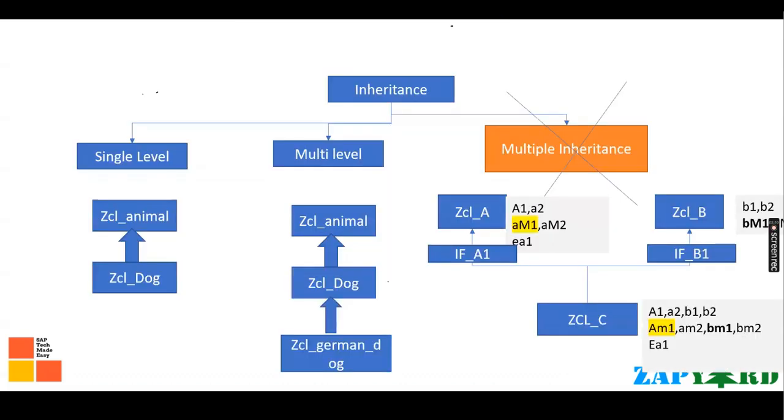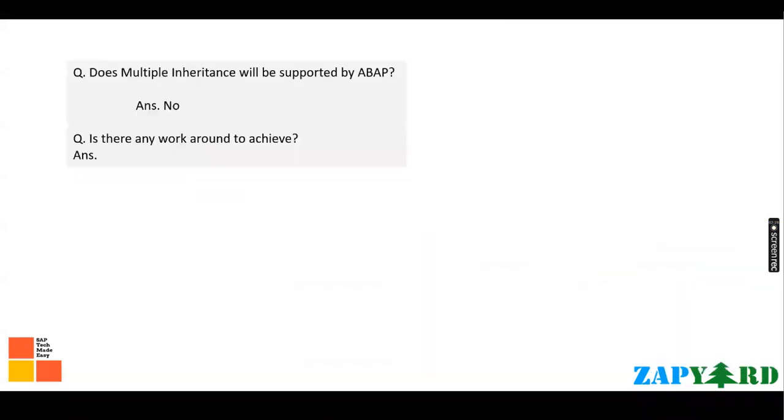Also we have seen there are three types of inheritance: single, multiple, and multi-level. ABAP supports single and multi-level. Multiple is not directly supported. We use the interface in order to get it supported. This is just a workaround.